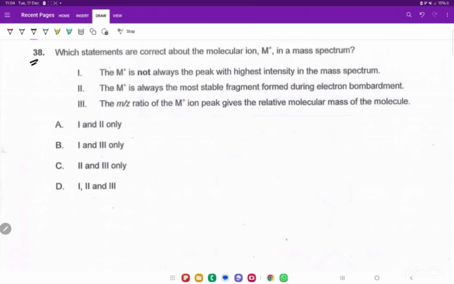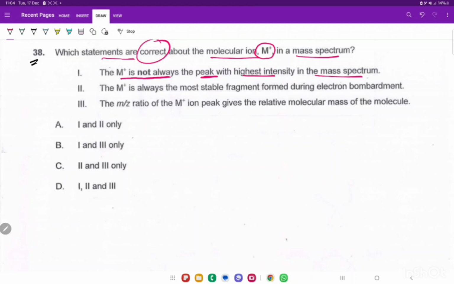Next is question 38. Which statements are correct about the molecular ion M plus in the mass spectrum? It is asking for correct statements. M is not always the peak with the highest intensity in the mass spectrum. Yes, it is correct. It is not necessary that M is always the highest peak. It is the first ion produced by loss of an electron, and therefore it should have the higher mass.